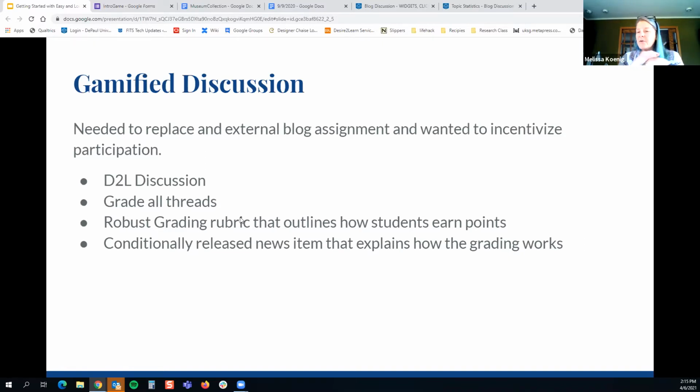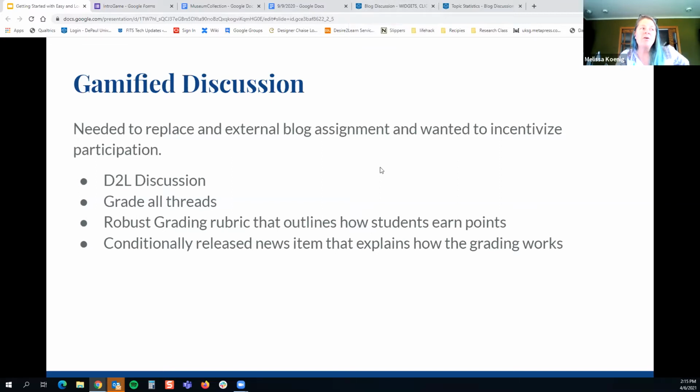I looked at a variety of different ways to do it and finally settled on using the discussion board, creating a gamified rubric, and grading all the threads, which is something that we always are like, why would you ever want to do that? And I finally figured out why I might want to do that. So I'm going to pop over here and show you that.